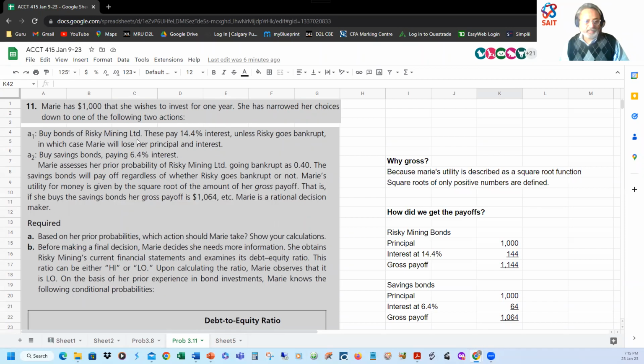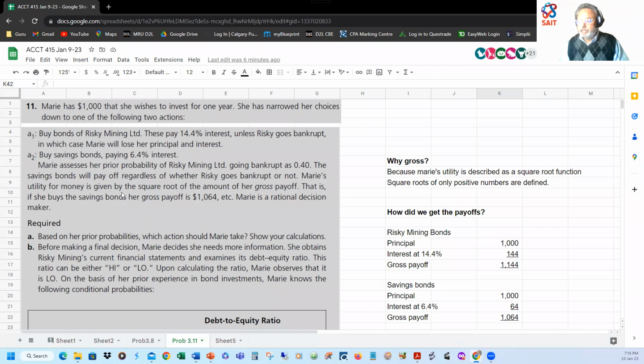But of course, investing in Risky Mining will expose Marie to the risk of Risky Mining going bankrupt. If that happens, she would lose her principal and interest. Marie feels that there's a 40% chance that Risky Mining will go bankrupt. That's based on Marie's prior probability, her attitude or outlook to life. The savings bonds will pay off regardless of whether Risky goes bankrupt or not.